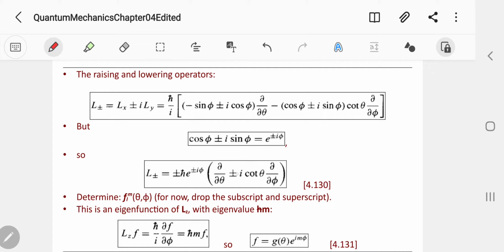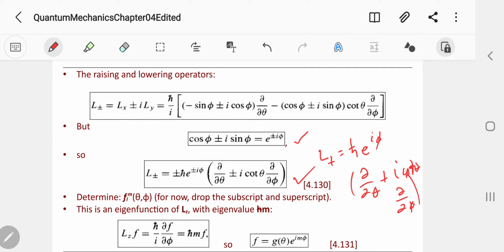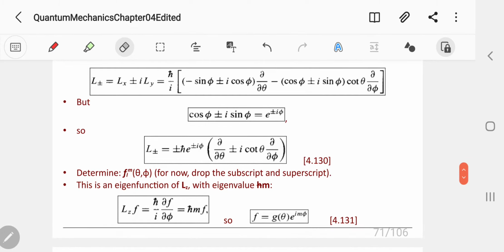But as you can see, there's an identity here. You can write in terms of exponential, cosine phi plus or minus i sine phi is just equal to e to the plus minus i phi, so that you can write also L plus minus equal to this, or L plus in this case is equal to h bar e to the i phi partial theta plus i cotangent theta partial phi. So that's it for that.